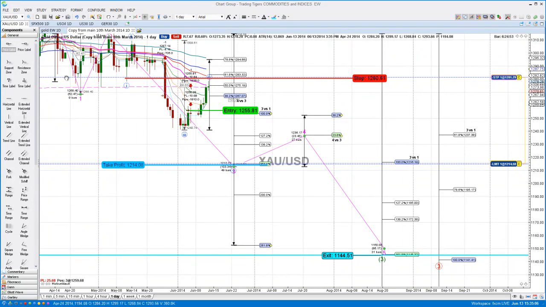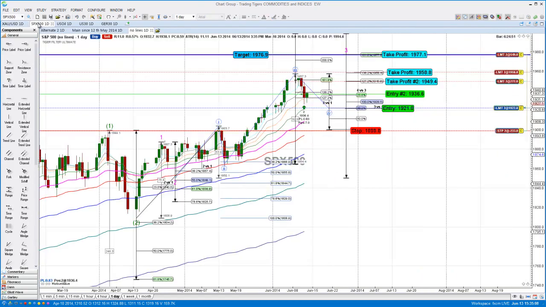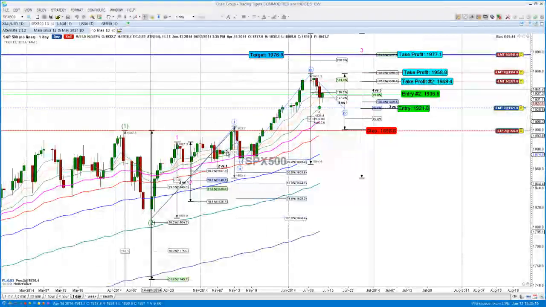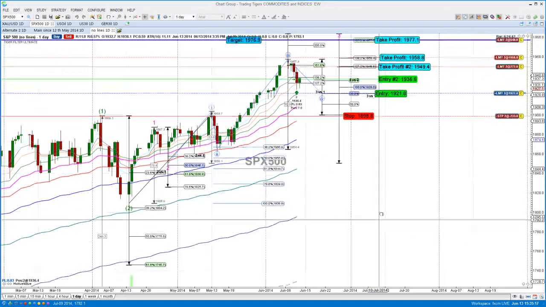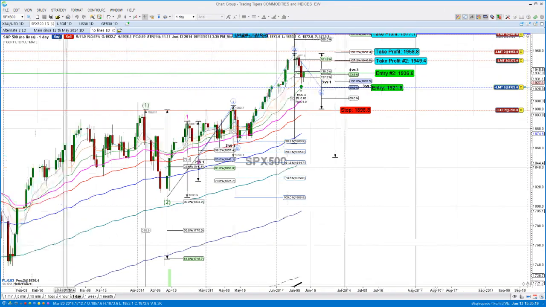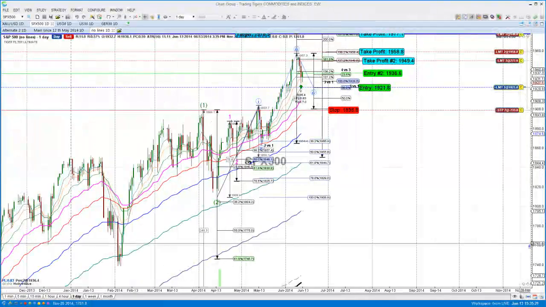Okay, fine. Let's move to the next instrument, the SPX500, which follows the S&P 500. And where do we stand right now with the necessary counts? I'll give it to you.